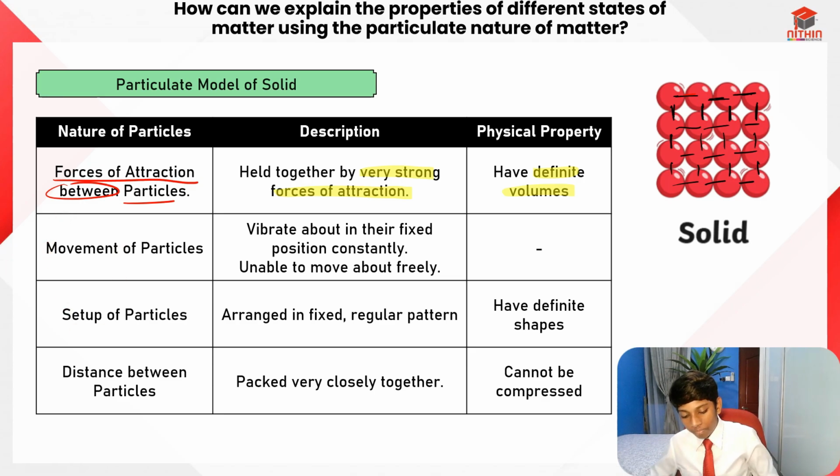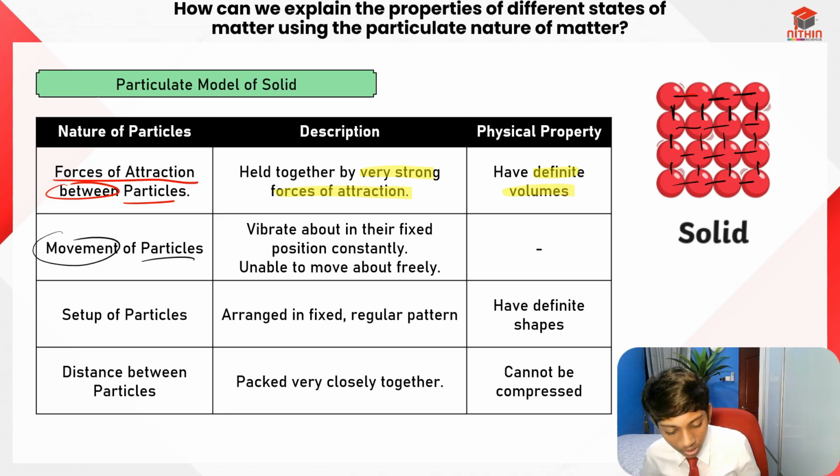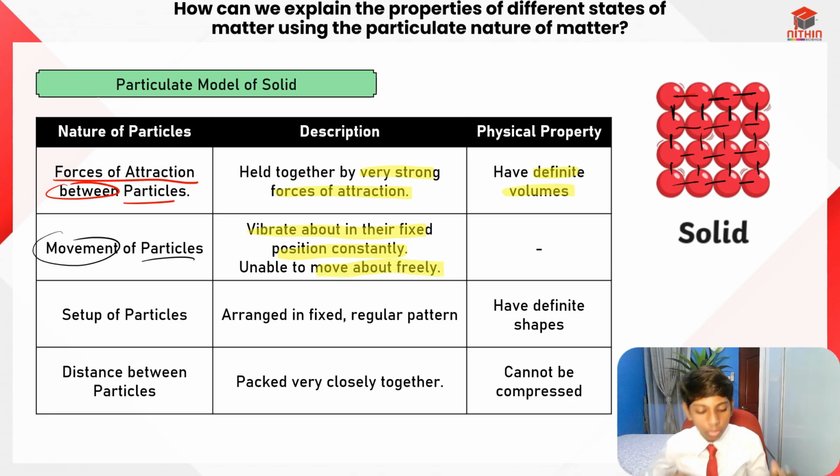So the movement of particles: they vibrate about in their fixed position constantly, unable to move about freely. This is the result of the very strong forces of attraction. They vibrate about in their position, but they can't move about freely because of the very strong forces of attraction. I hope you understood that. Okay, next.